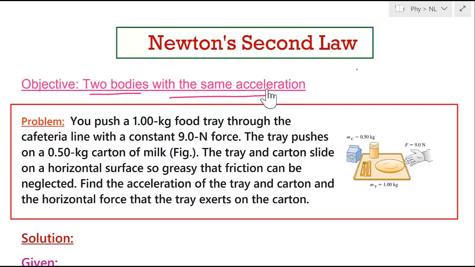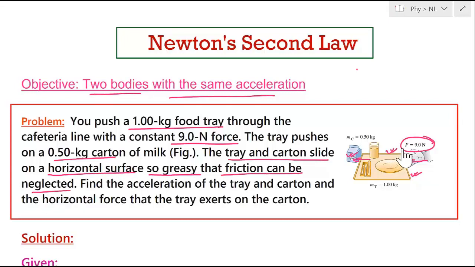So this problem says you push a 1 kg food tray through the cafeteria line with a constant force of 9 Newton. So this is the food tray that you are trying to push. How much force you are applying is given. So you are basically applying a force of 9 Newton on this food tray. The tray pushes a 0.5 kg carton of milk. So there is a carton of milk. So this tray is trying to push this carton that contains milk. The tray and carton slide on a horizontal surface so greasy that friction can be neglected.